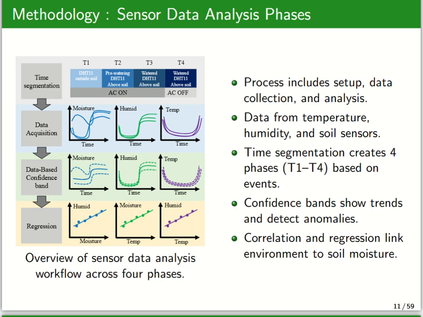This picture shows four phases, T1 to T4. Each phase matches a real event like turning on the AC or watering. We use these phases to check how the environment changes. This helps us understand what happened after each action.